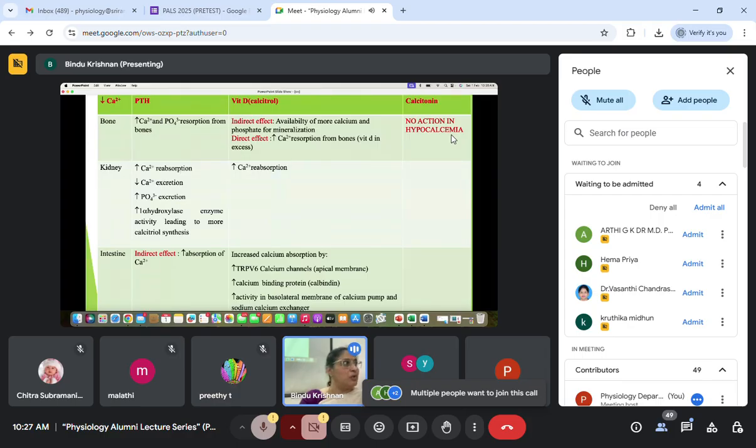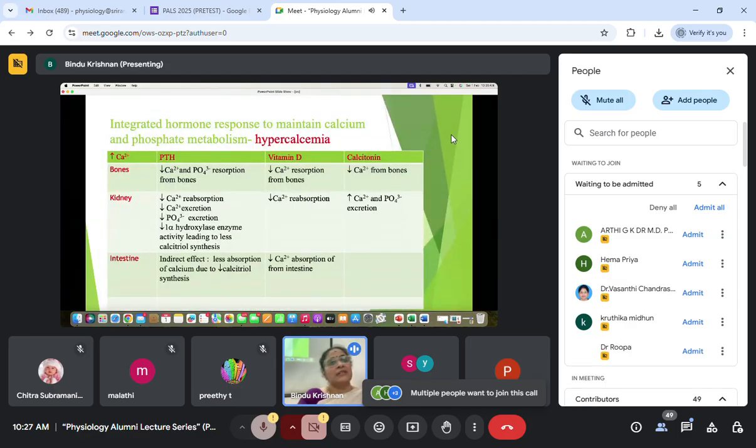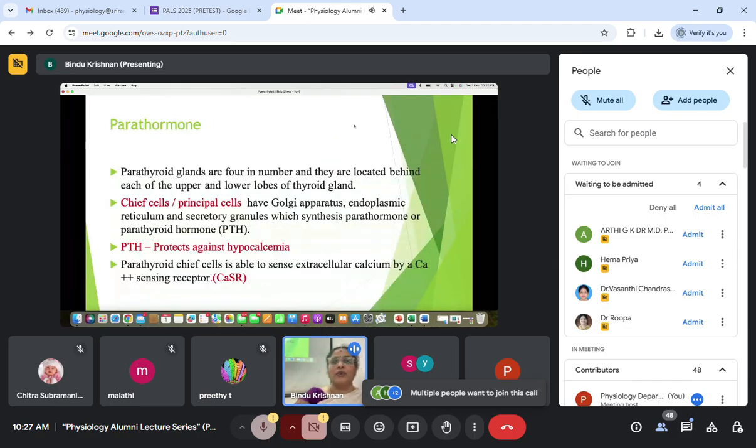So you have the bone changes happening in the bone, kidney, and the intestine. By the end of the lecture, I am sure that you will be able to fill this table by yourself. So this is the integrated hormone response whenever there is a situation where the calcium level is high, that is hypercalcemia. Here you can see all three hormones come into play, be it PTH, vitamin D, and calcitonin, right? So with this background, we move on to the hormones in section.